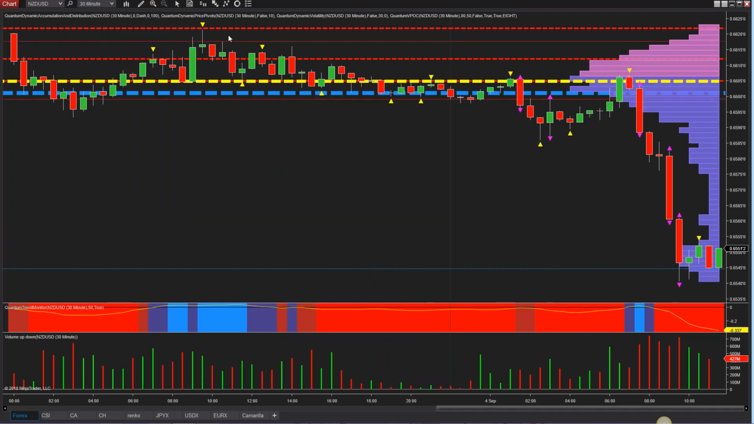You can go down to 30. Very different picture on the volume point of control. There's massive volume up here where we've been sat, with the New Zealand dollar up here. And it just, again, gives you so much perspective when you're looking at the volume on the slower time frames.